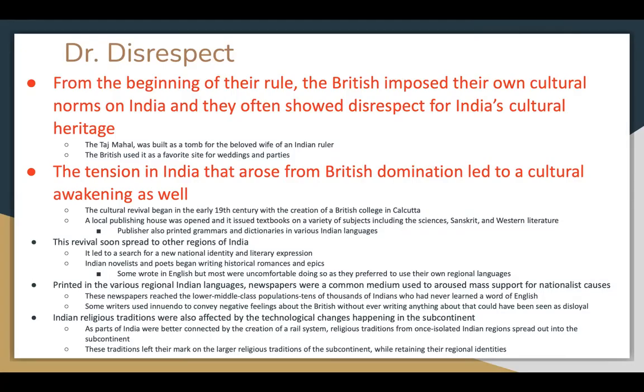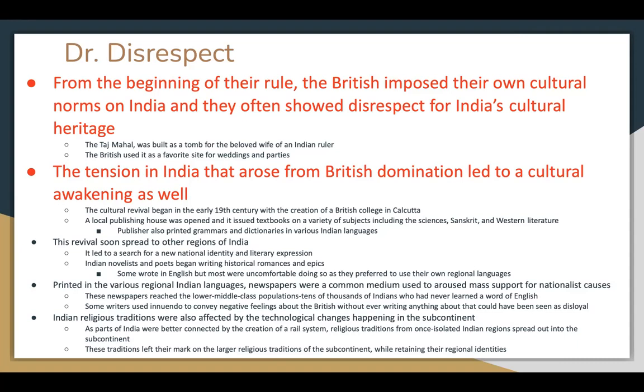So the tension in India that arose from British domination will lead to a cultural awakening as well. Cultural revival began in the early 19th century with the creation of the British College in Calcutta. A local publishing house was opened and issued textbooks on a variety of subjects, including sciences, Sanskrit, and Western literature. The publisher also printed grammars and dictionaries in various Indian languages. This revival soon spread to other regions of India. It led to a search for a new national identity and literary expression.